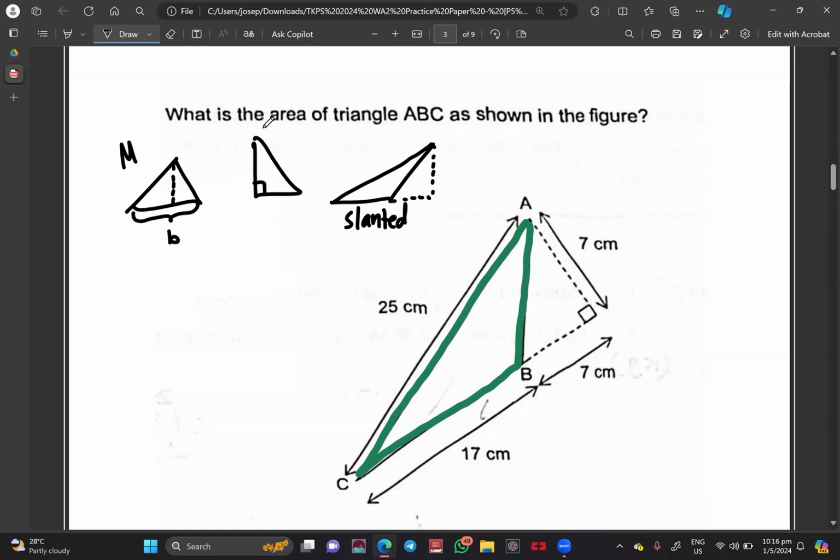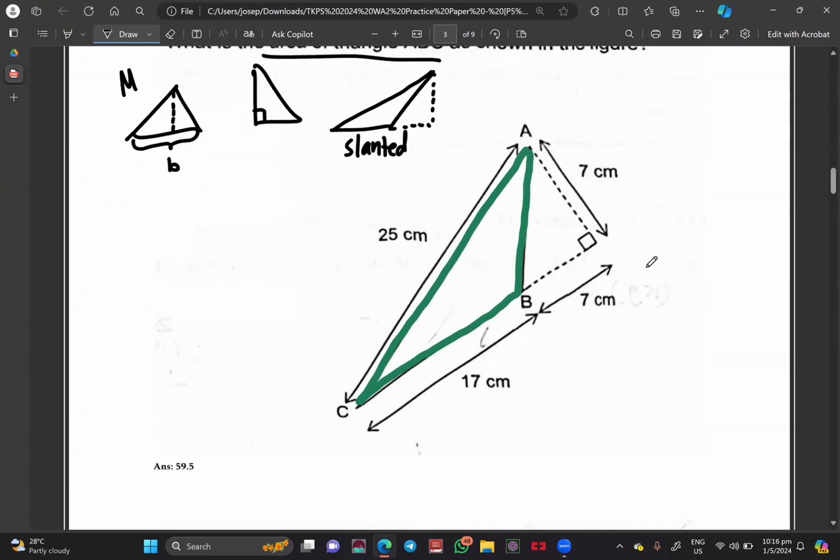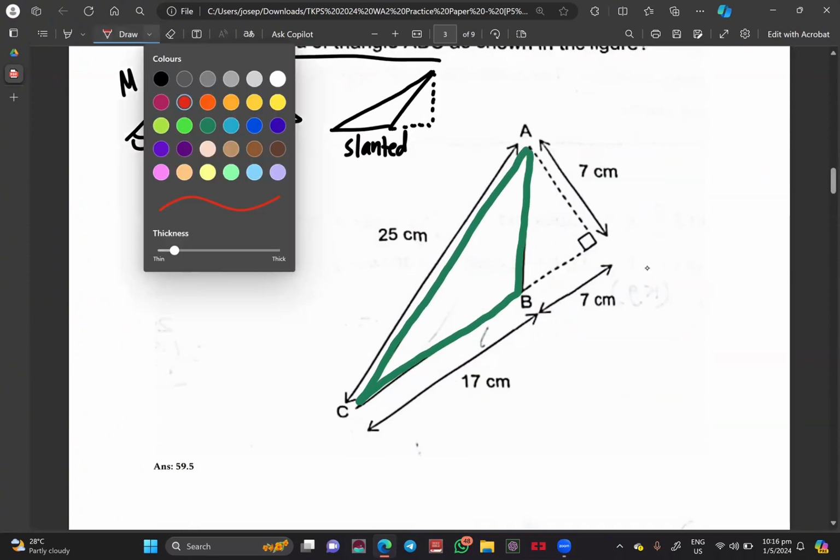Now over here, they want us to find the area of the triangle ABC. So this is the part that we are talking about. What are we going to do? We are going to first ask ourselves, what is the base?